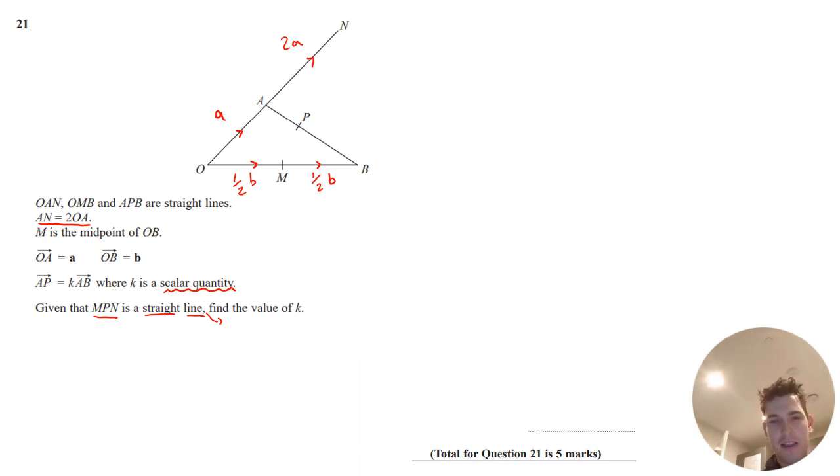The first thing that I think I'm going to need to find is this vector A to B. Let me do my working up here. Let's find that vector AB. And the reason I think I'm going to need to find that is because we're told that AP is some number times AB. So it makes sense to find AB first. And that's quite straightforward. To get from A to B, you go from A to O, which is minus A, and then plus B.